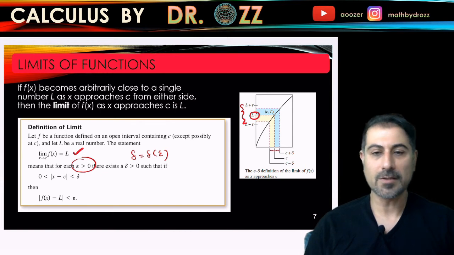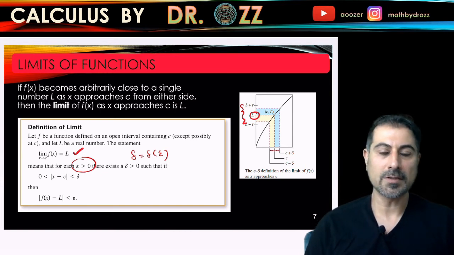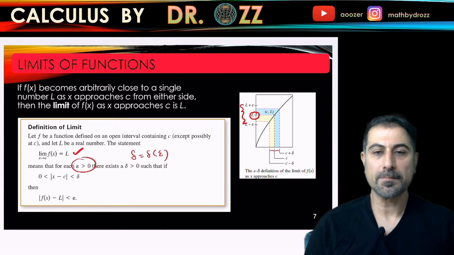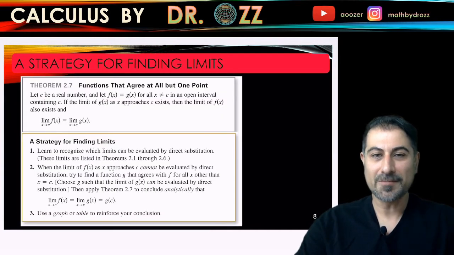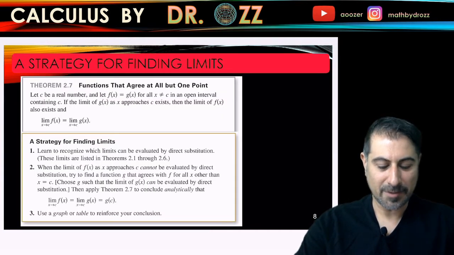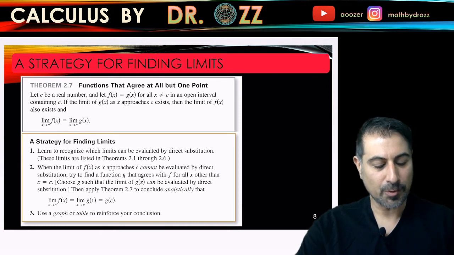Again, this is only for the honors section. If you're just a standard 136 student, you can skip this part. We talked about strategy for finding limits, and one strategy comes along with this result here.